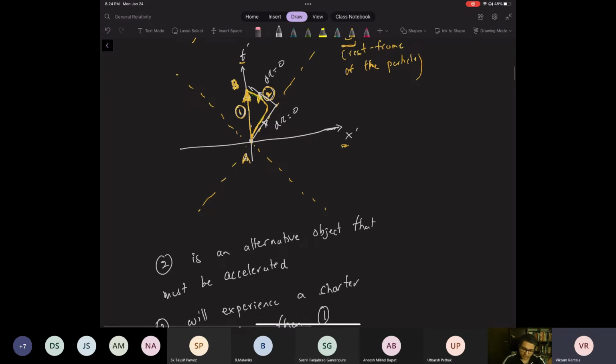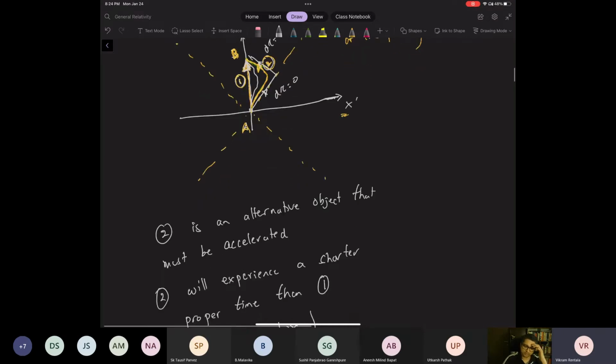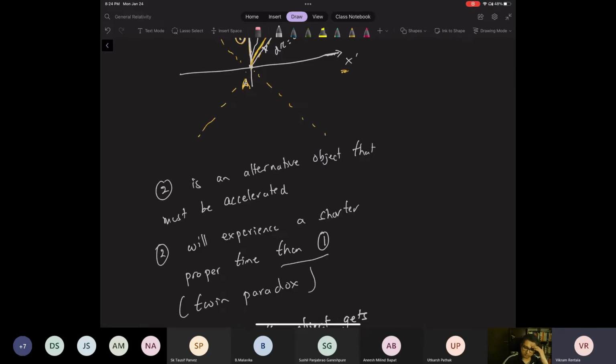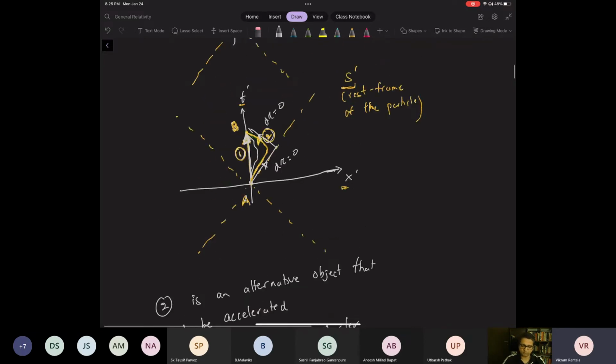In fact, any trajectory that you draw that gets from A to B, that is not the straight line trajectory, is going to have a shorter proper time than the straight line trajectory from A to B. So trajectory 2 will experience a shorter proper time than object 1. This is familiar to you from the twin paradox. If you imagine that object 1 and object 2 are twins, which twin ages more? The answer is that the accelerated twin always ages less than the unaccelerated twin. So the unaccelerated twin, object 1, will always experience the longest proper time of any object that gets from A to B.